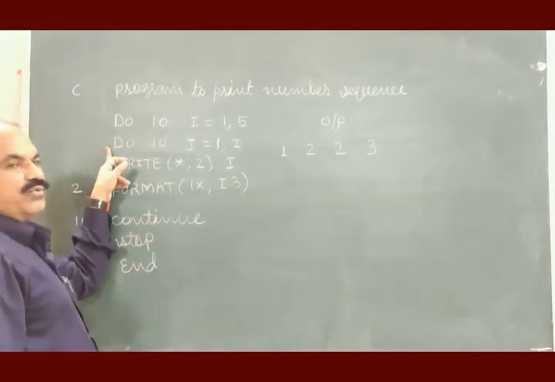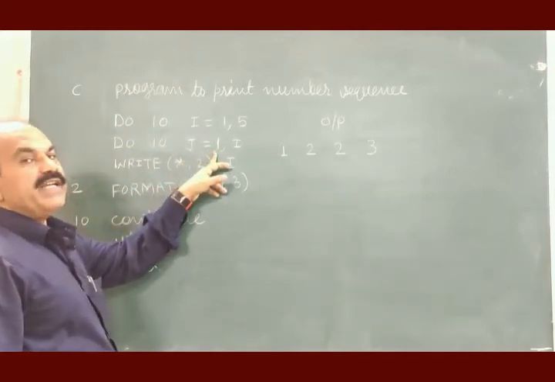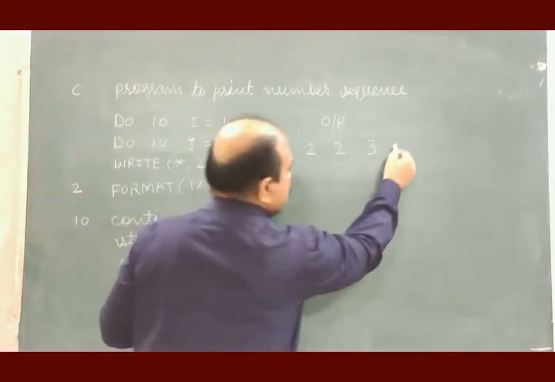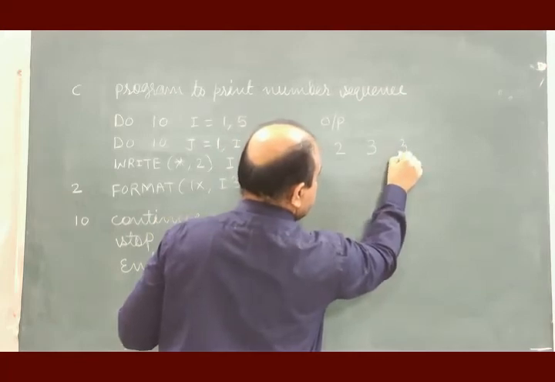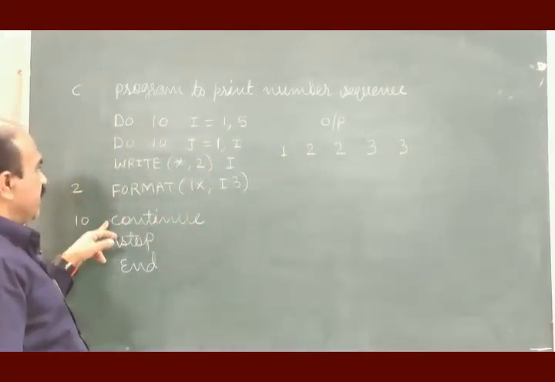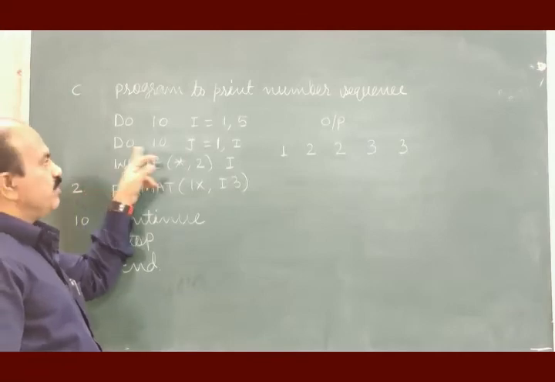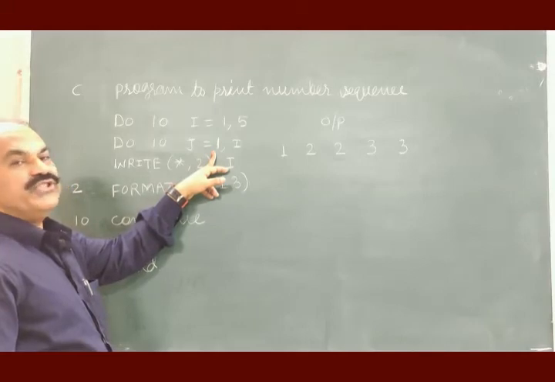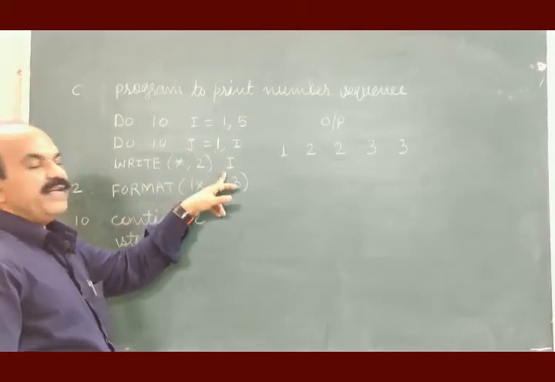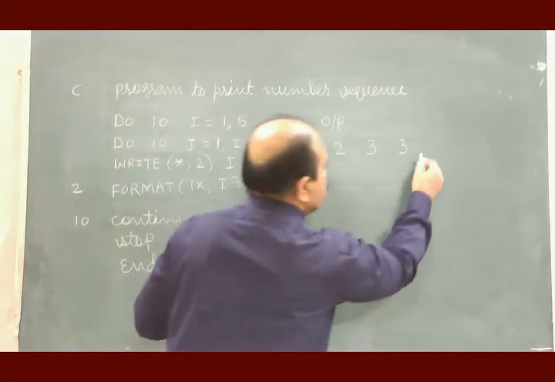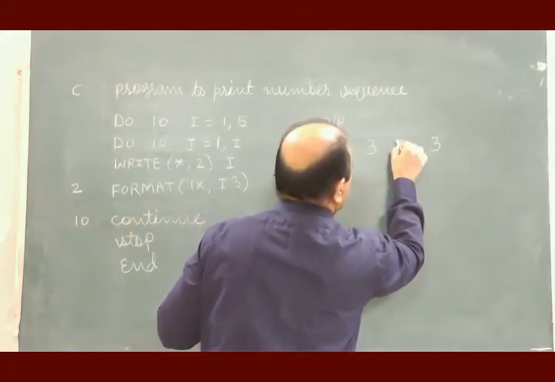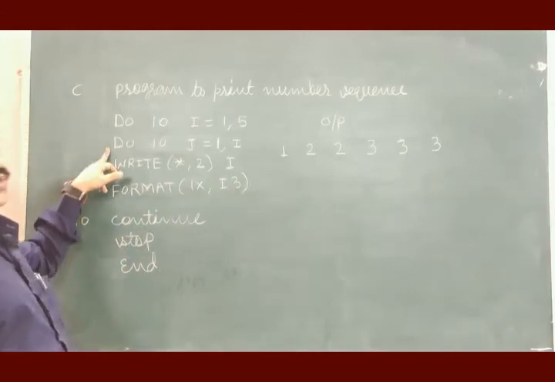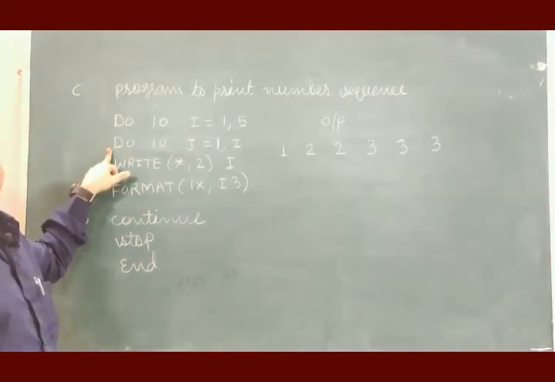Continue, go to the inner do. J incremented by 1, it will become 2. Print I. What is I? 3. One space skipped, 3 printed. Continue, goes back to the inner do loop. J now again incremented to 3. Then write I. This 3 is printed once more, skipping one space. Now the inner do loop is completed.